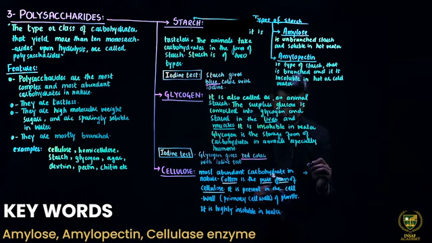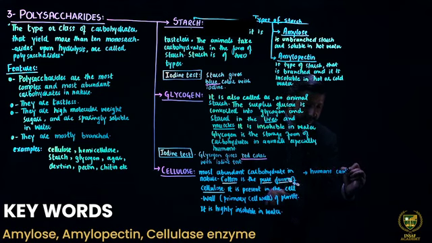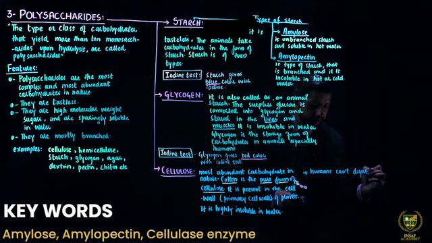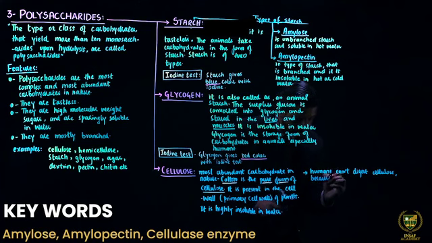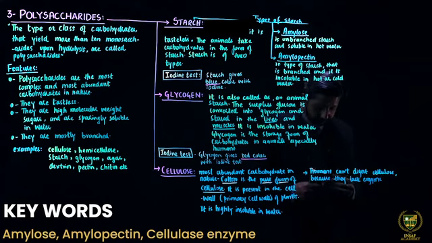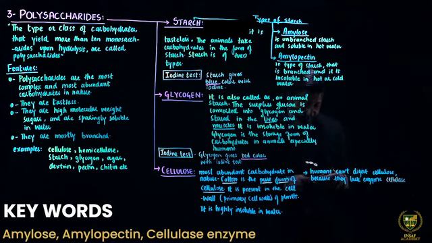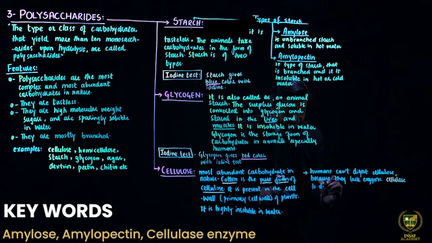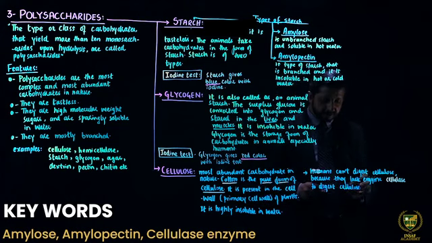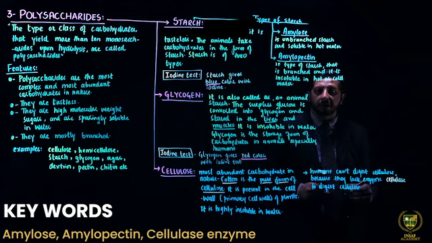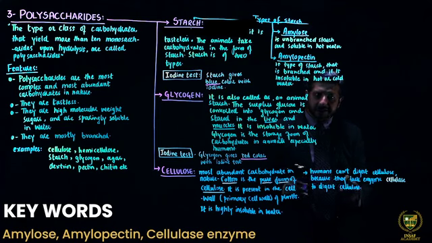And one more thing, dear students, the humans cannot digest cellulose because they lack the enzyme that is cellulase to digest cellulose. तो सेलुलोज को डाइजेस्ट करने के लिए, इसका ब्रेकडाउन करने के लिए एक एंजाइम की ज़रूरत है, that is called सेलुलेज, जो कि इंसानों के पास नहीं है. So that is why ये हमारे अंदर जो डाइजेस्ट नहीं होगी.